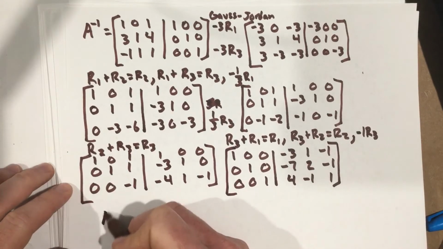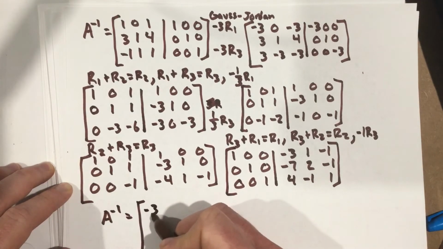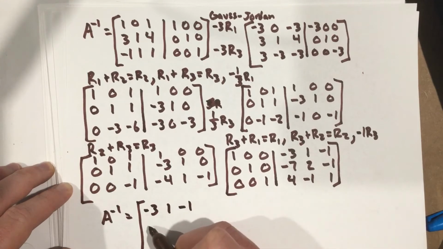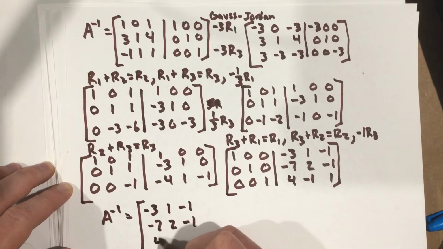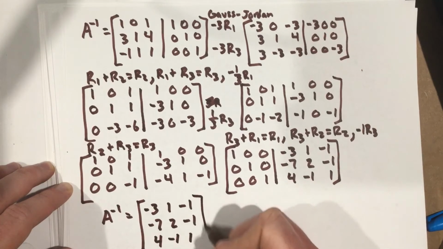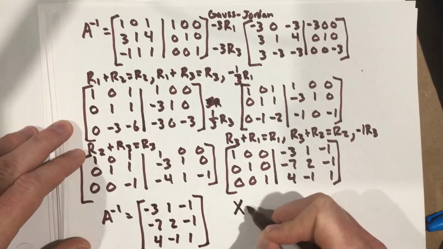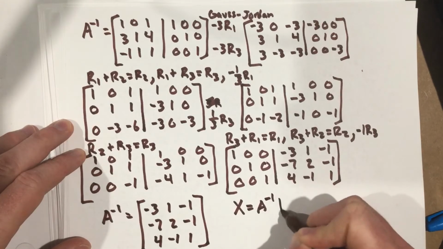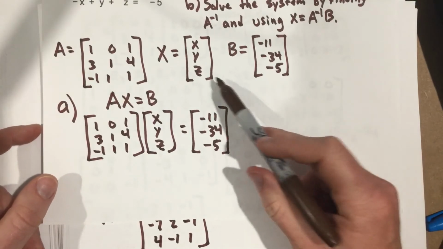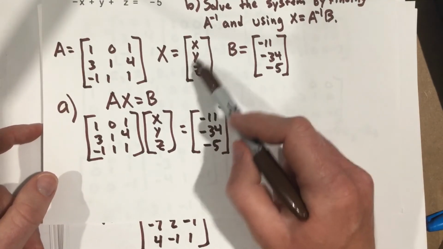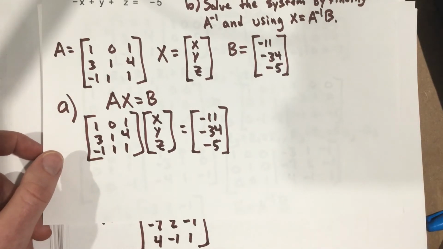So A inverse is -3, 1, -1, -7, 2, -1, and 4, -1, 1. So what they want us to do now is they want us to use x equals A inverse B. Now we're going to have to bring back in what B and X were. Remember, X is the variable matrices, and B is -11, -34, -5 from our constants.